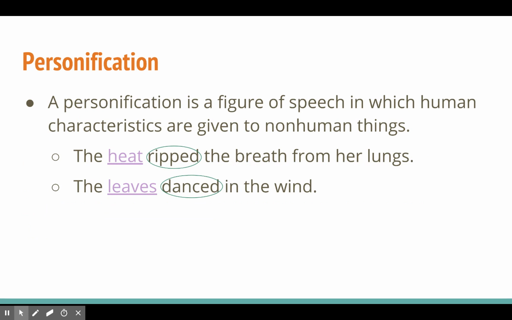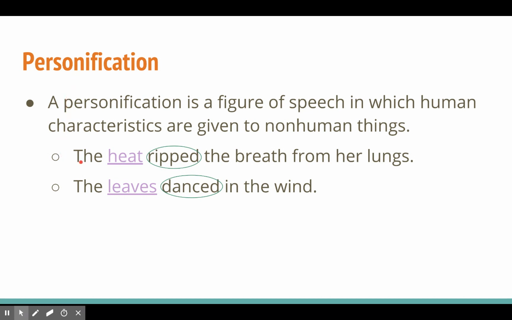Okay, next one, personification. We'll see if I can say this properly. A personification is a figure of speech in which human characteristics are given to non-human things. So I always like to remember that in personification, I have the word person, which is why I remember that this is talking about characteristics of people, of persons.